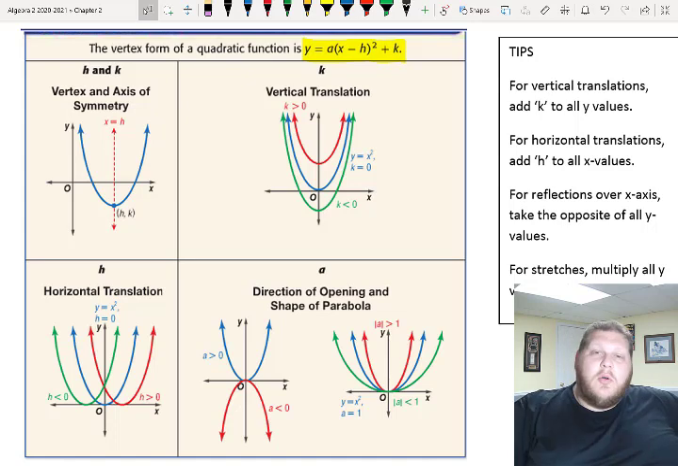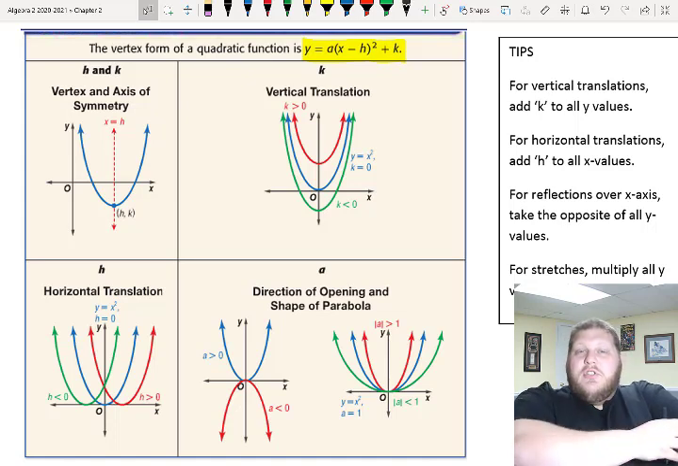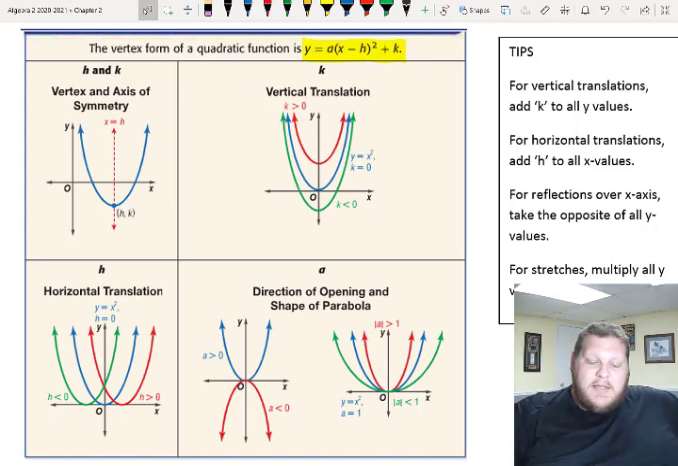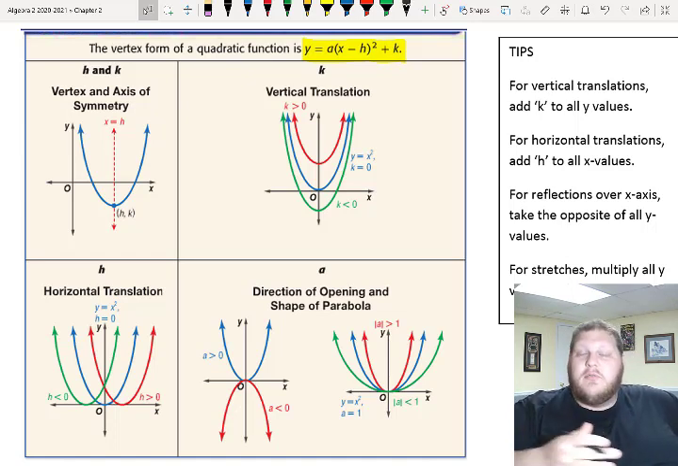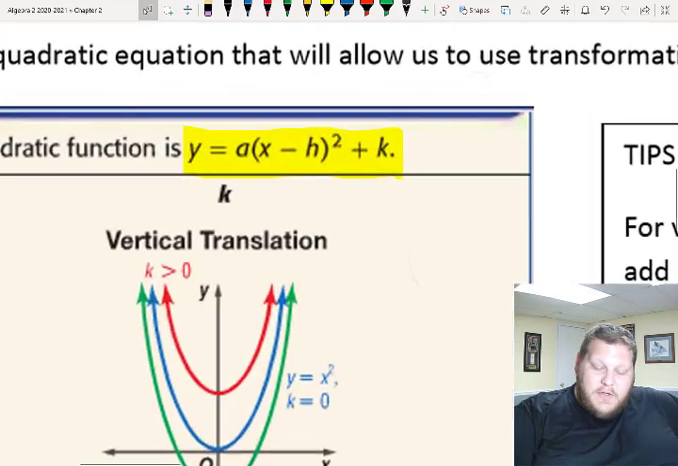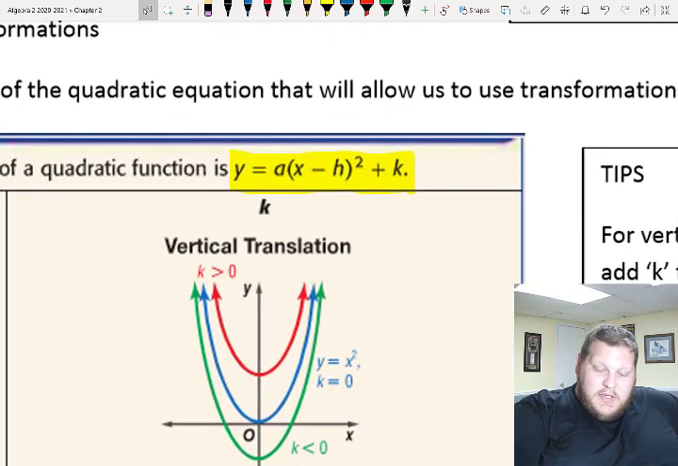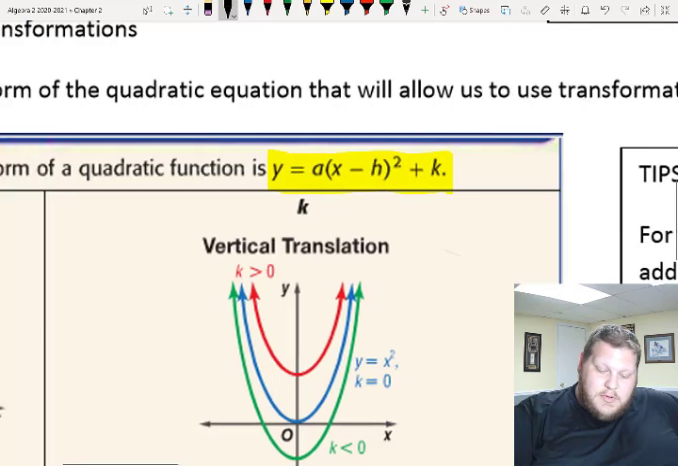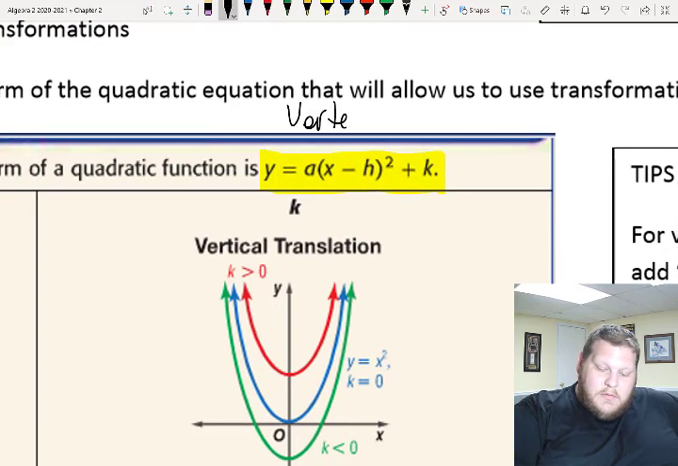So we know a horizontal shift is adding or subtracting on the inside, and a vertical shift is adding or subtracting on the outside. So h here, that's subtracting on the inside, tells you how far to the right or left it was shifted. And the plus k on the outside tells you how far up and down it was shifted. Now, with this, the reason it's called vertex form is because my vertex for this is at (h, k).